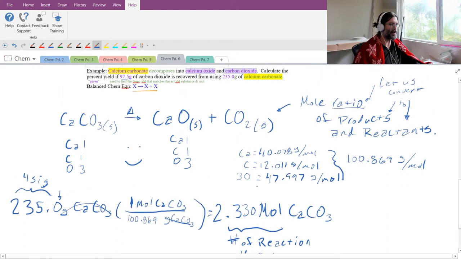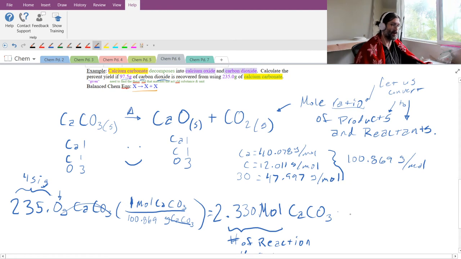So now we can compare that to the molar ratio. We have a reactant and we're trying to convert it to a product. We look back at our molar ratio in our molecular equation. We're trying to convert from moles of calcium carbonate to moles of carbon dioxide, so that we can compare it to the observed amount. We're trying to find the theoretical yield, the maximum amount of carbon dioxide we can get from this number of moles.